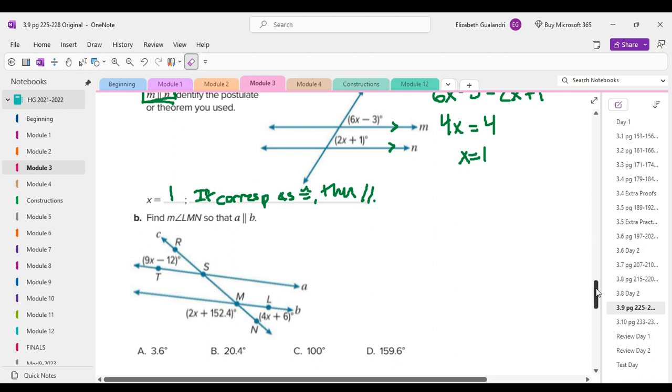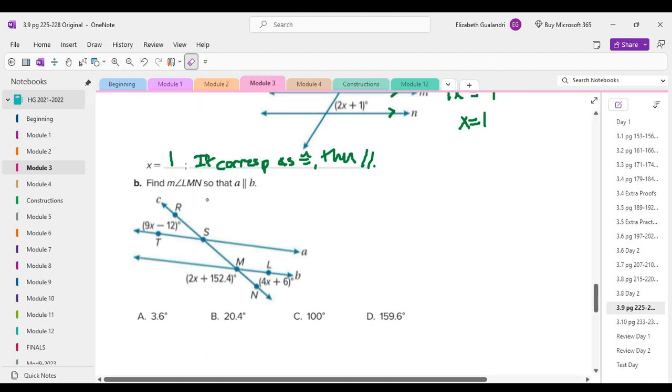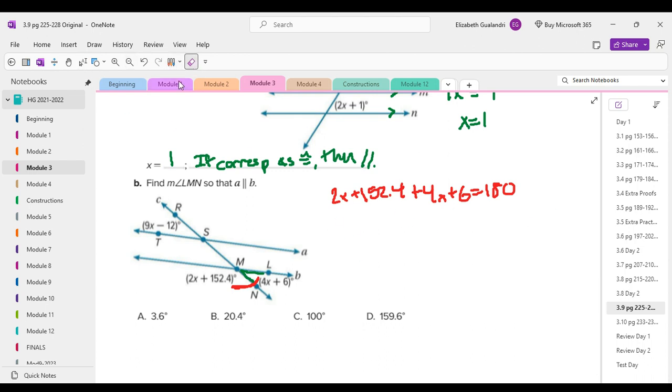In letter B, find the measure of angle LMN. I've got to associate myself here, okay, so that A is parallel to B. So again, we're going to make the assumption that A is parallel to B in order to solve this. We can do it in a few different ways. I do know based on the degrees that are given that these two are supplementary to each other. So I could do 2x plus 152.4 plus 4x plus 6 is equal to 180 and use that linear pair that's there. That's kind of ugly, so I don't want to do that if I don't have to.